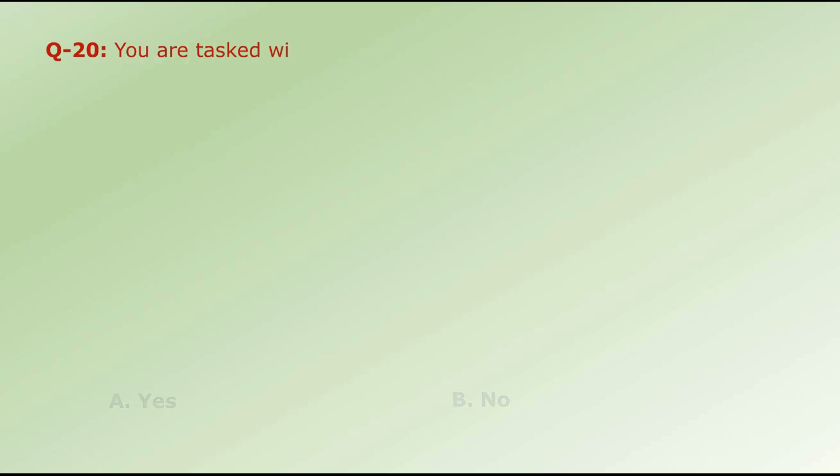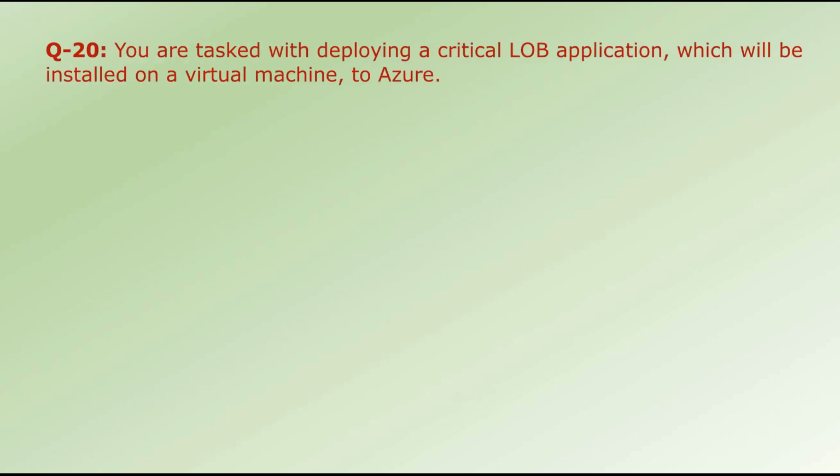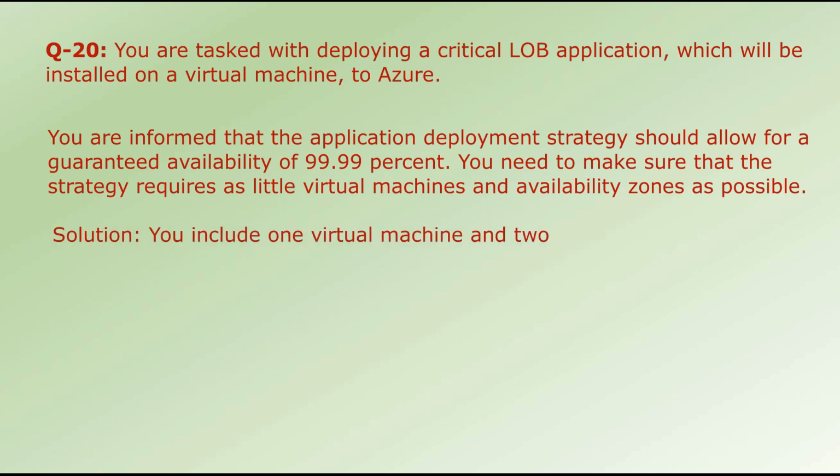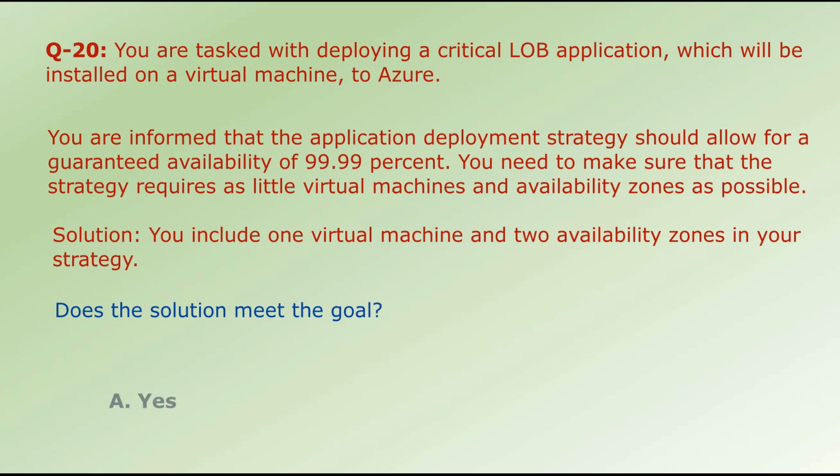Question number 20. You are tasked with deploying a critical LOB application which will be installed on a virtual machine to Azure. You are informed that the application deployment strategy should allow for a guaranteed availability of 99.99%. You need to make sure that the strategy requires as few virtual machines and availability zones as possible. Solution: you include 1 virtual machine and 2 availability zones in your strategy. Does the solution meet the goal? A. Yes. B. No. Correct answer B.